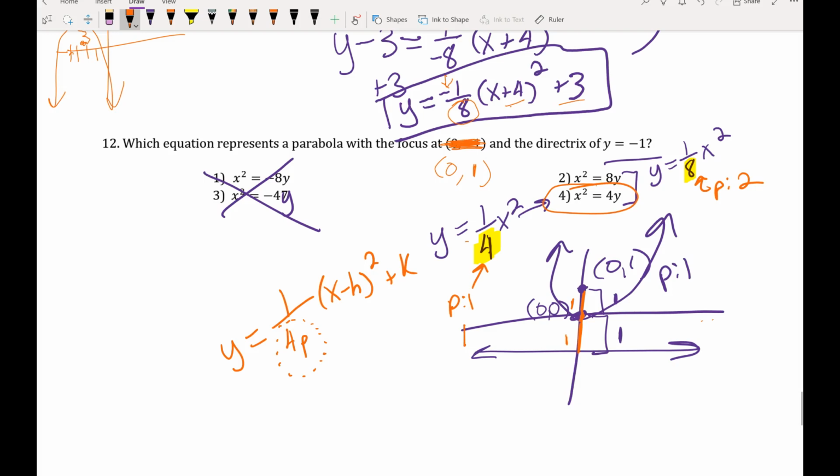So even though none of these answer choices looked like the equations we're used to working with, we can still solve them for y and apply our same knowledge of that formula.